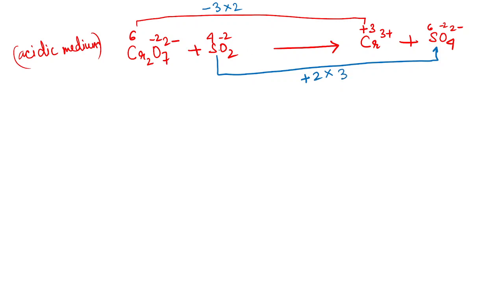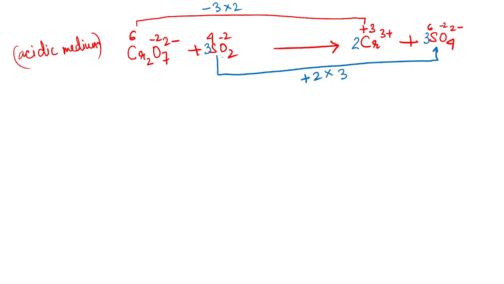So let's multiply. Where the increase was, we have to multiply by 3 this one, and we have to multiply by 3 this one. Similarly we have to multiply by 2 this one, and we have also to multiply by 2 this one, but since this chromium atom is already 2 here, we don't need to multiply here. So up to here we have done.